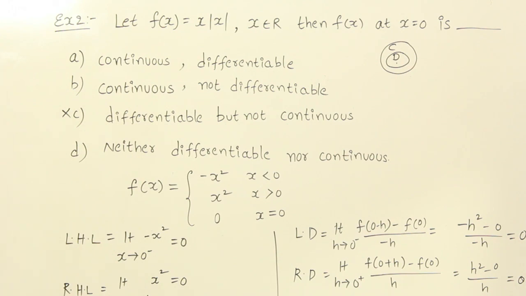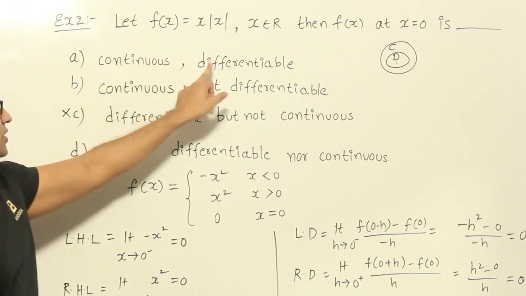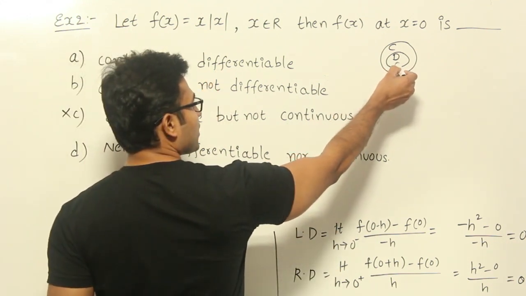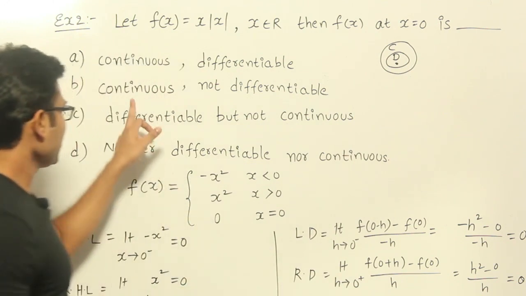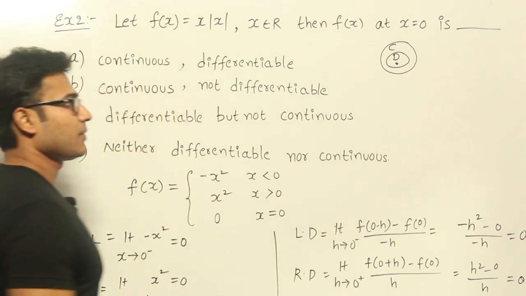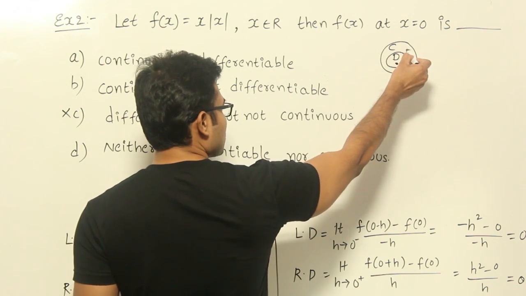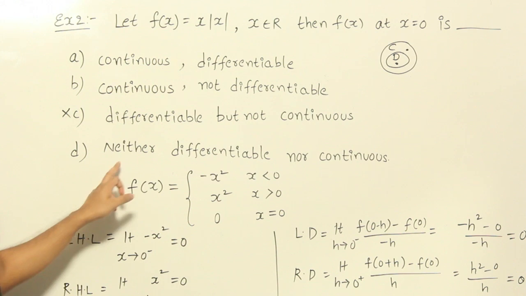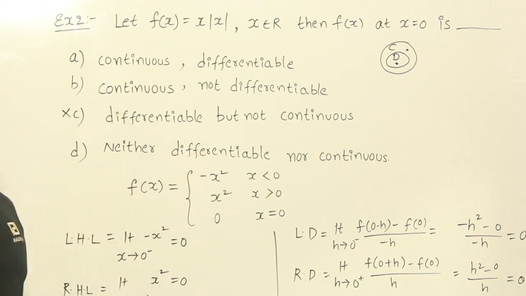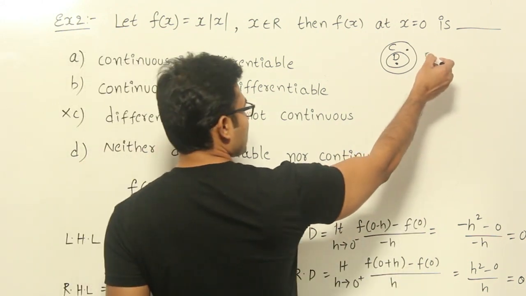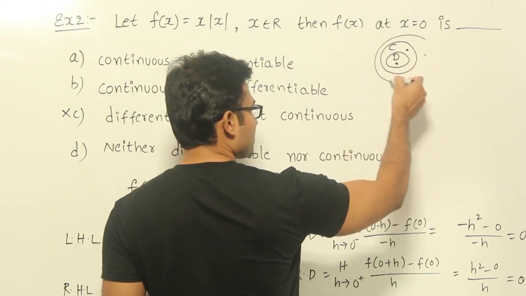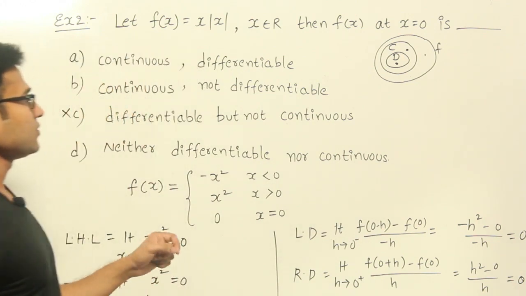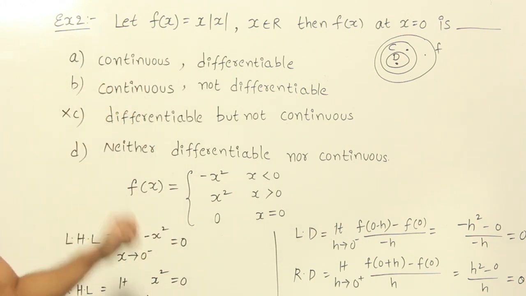Now what about option A? Can a function be both continuous and differentiable? Yes, right? Examples are all the functions which fall here. Now can a function be continuous and not differentiable? Yes, examples are all functions which fall here. Can a function be neither differentiable nor continuous? Yes, because the set of all functions is not just the set of all continuous functions. If you say this is the set of all functions, there can be some functions which are neither continuous nor differentiable.